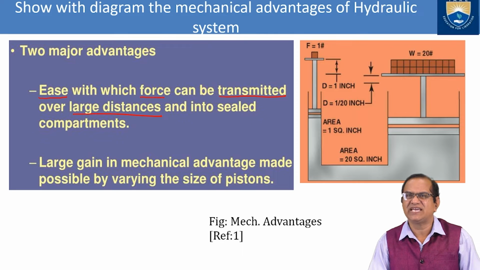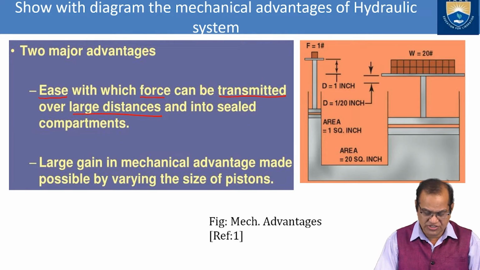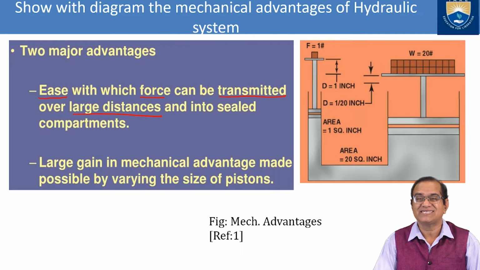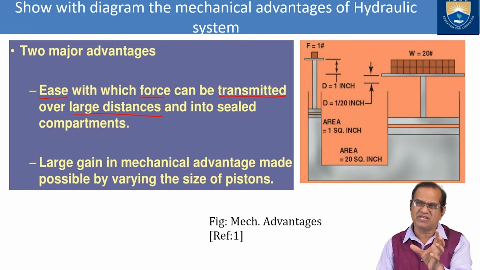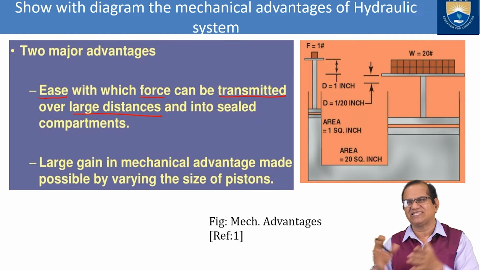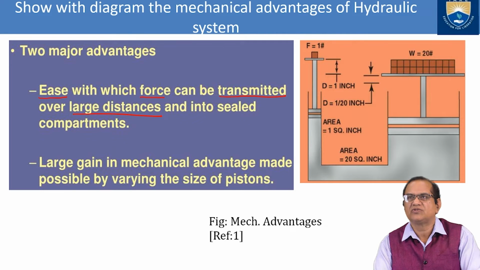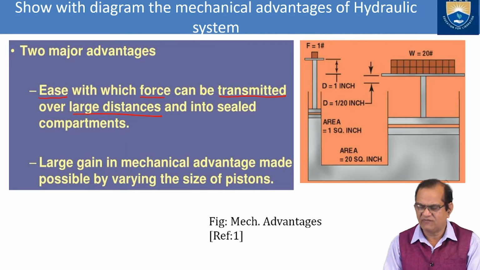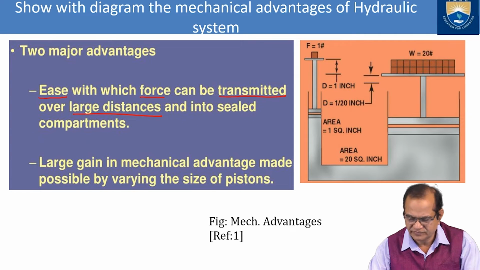Next is large gain in mechanical advantage. Also we get a large gain in mechanical advantage made possible by varying the size of the piston. So with a small diameter piston, the more you increase the size of the other piston, that much more advantage you are going to get. Here I have taken a very nice diagram from the reference.